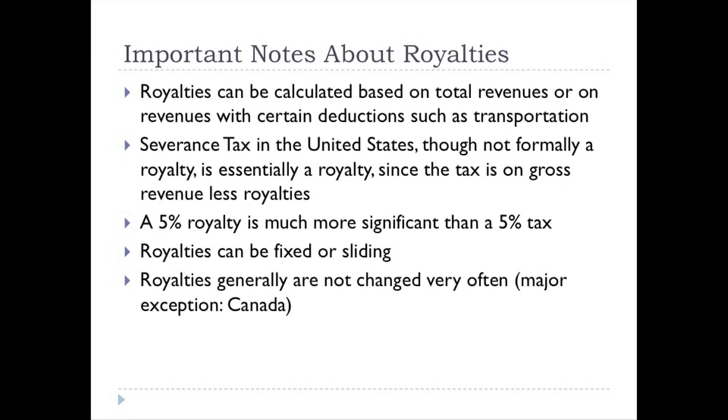If you're investing in an oil and gas well in the United States or an oil and gas company in the United States, you need to be aware of what their severance tax is. The severance tax is very similar to a royalty because severance tax is taxed on the overall production minus the royalty. Royalties can be fixed or sliding, and they generally do not change very often except for Alberta, which seems to want to tinker with it every time the price of oil moves.